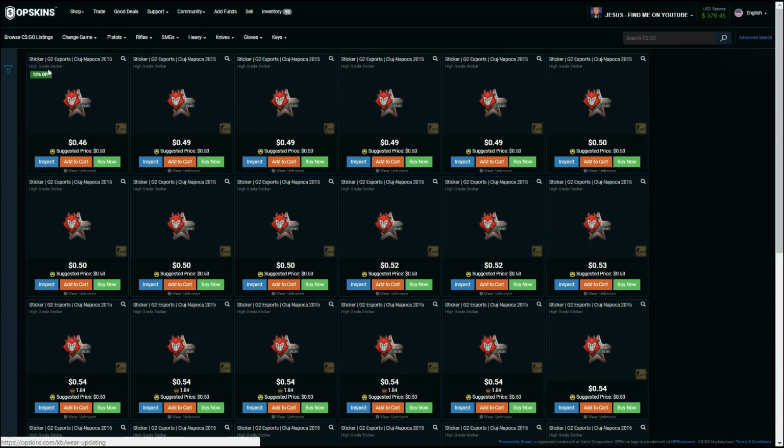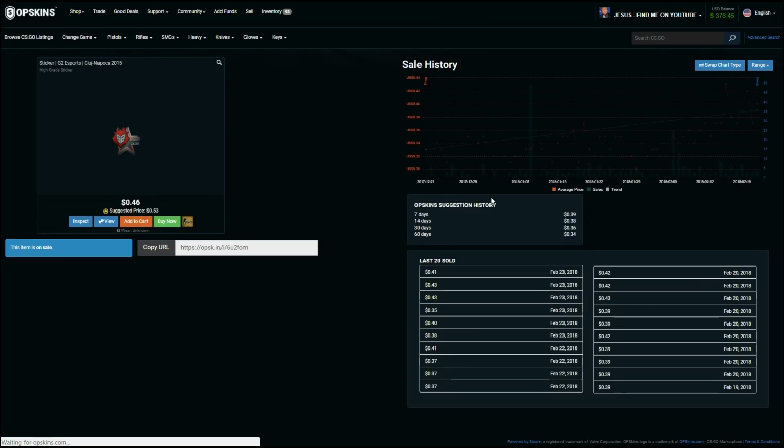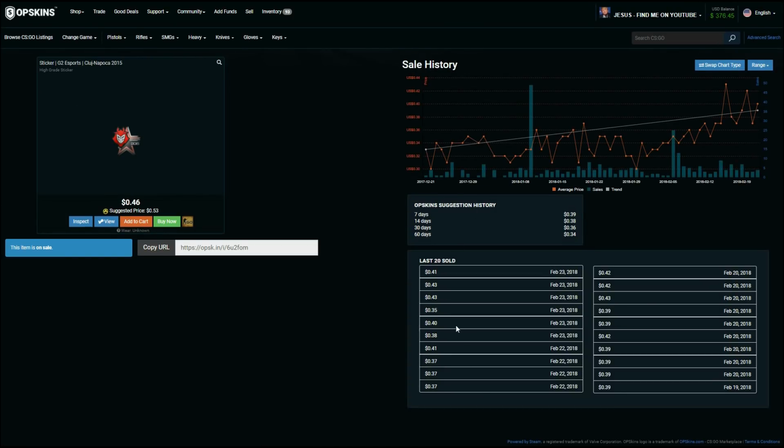So here we are on OPskins. I'll click on one of these to see what the price sales history is. As you can see, most of them are selling for about 40 cents or even slightly less. Despite the fact that Steam Analyst has just taken this price and given you a margin based on that, as you can see, you're not likely to be able to sell it for that. You're going to be selling it for a few cents less.